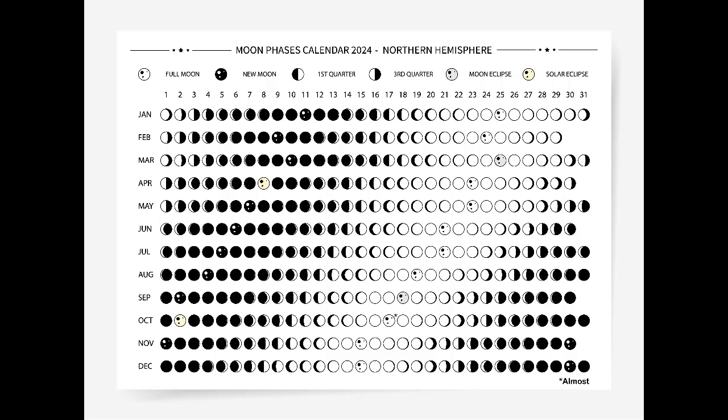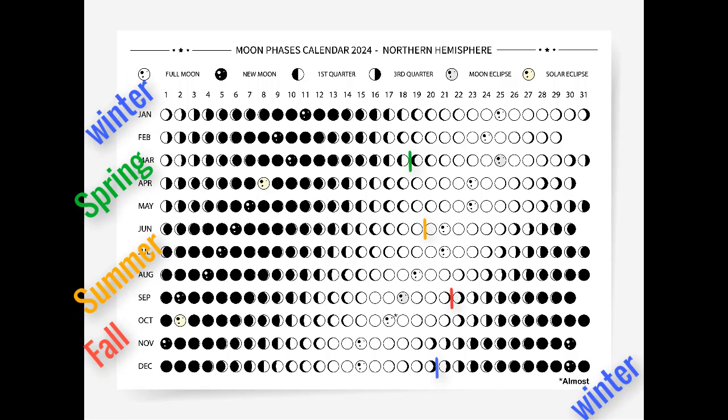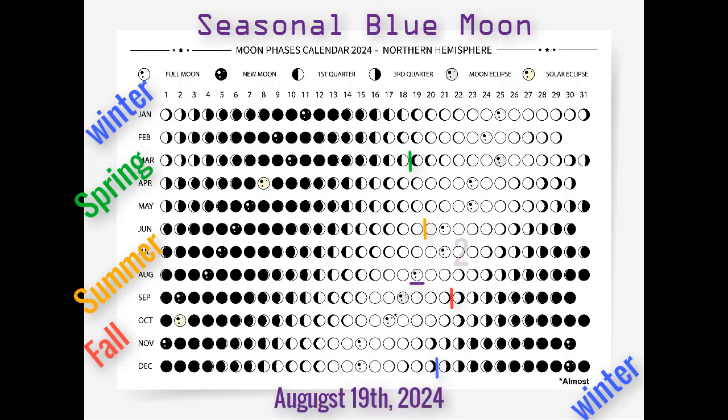So yeah, if we check out this year's calendar, we're able to see that it doesn't have any monthly blue moons. There's not 2 full moons in 1 month, unfortunately. But if we're able to break up the year via solstices and equinoxes, the seasons, in other words, we're able to see that we're going to have a seasonal blue moon on August 19th. So that's going to be the third one of that season, summer.